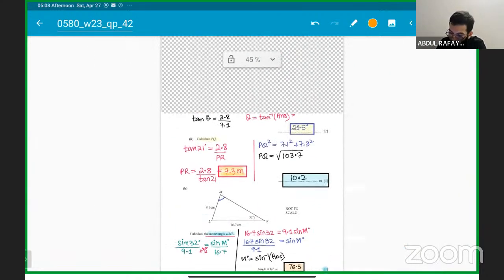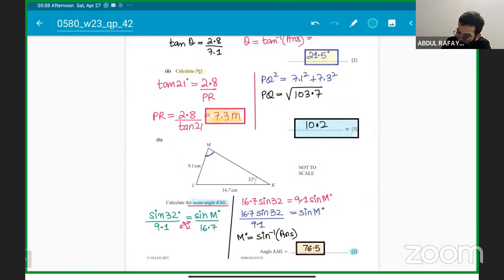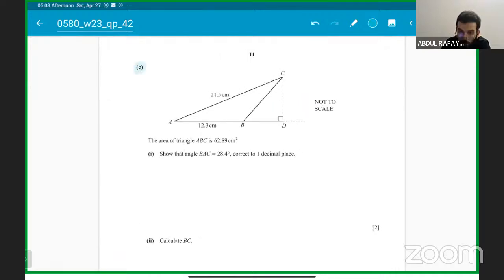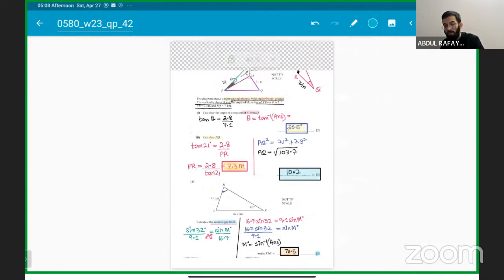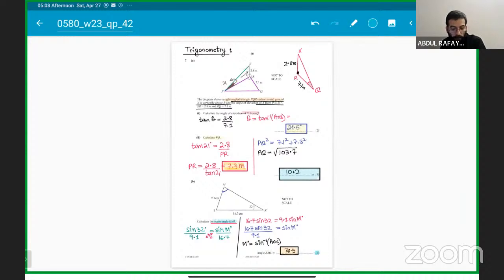76.5 degrees. We got part B. And then we'll come down to part C as well, which is basically the area of the triangle ABC is 62 point. Everyone got part A and B, guys? Everyone got part A and B?